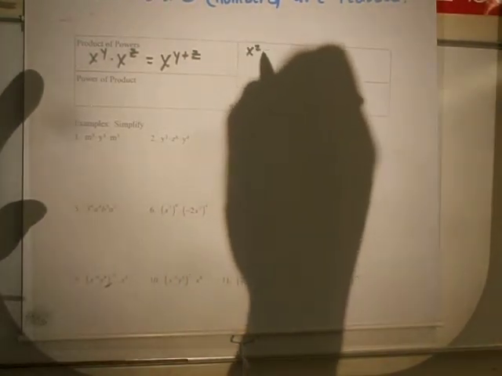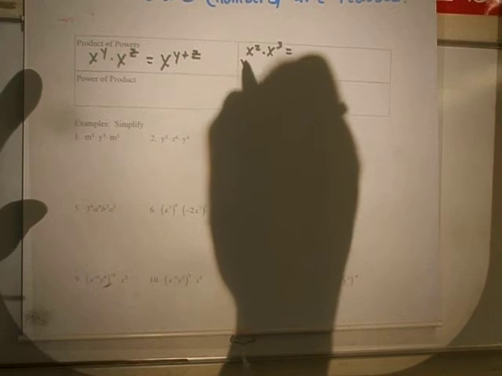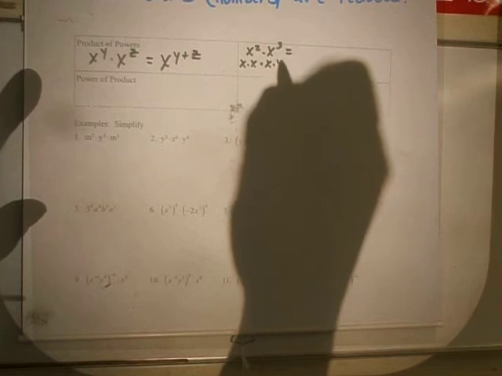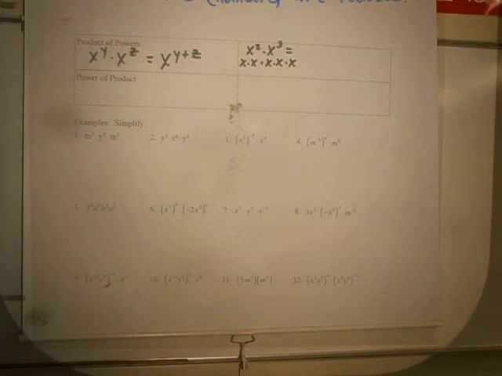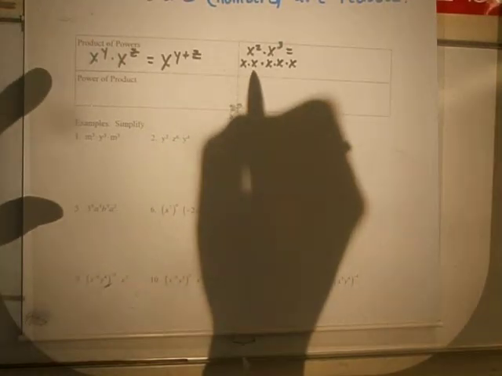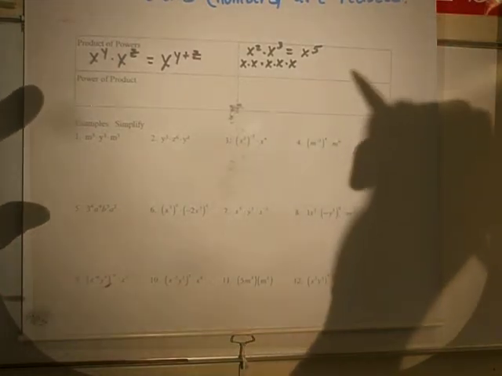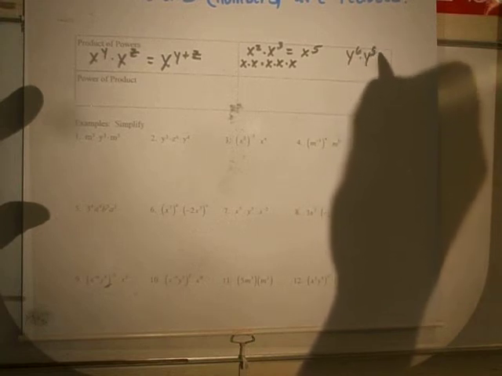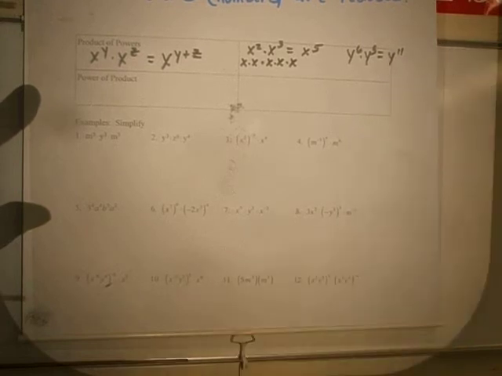If we had x squared times x to the third, another way to write that is x times x. X to the third is x times x times x. And this kind of shows you a little bit of why you add the exponents when you multiply them. You had 2 right here, 3 right here, so your final answer would be x to the 5th. If we had y to the 6th times y to the 5th, when you multiply exponents you add them, and that would be y to the 11th.